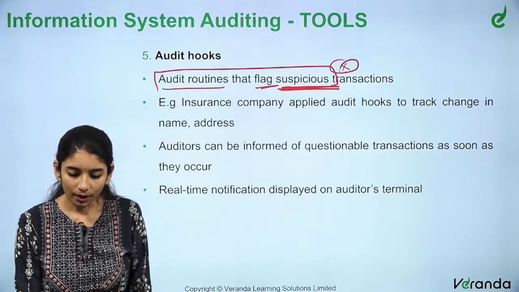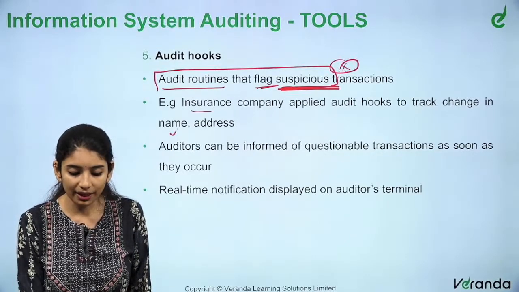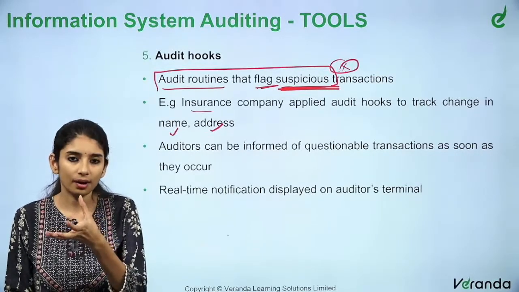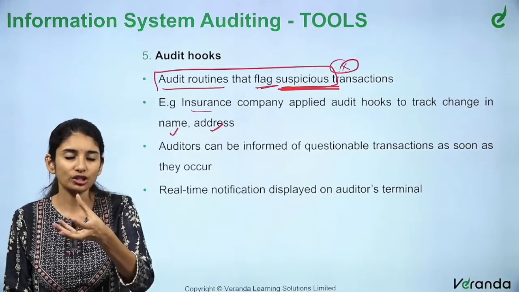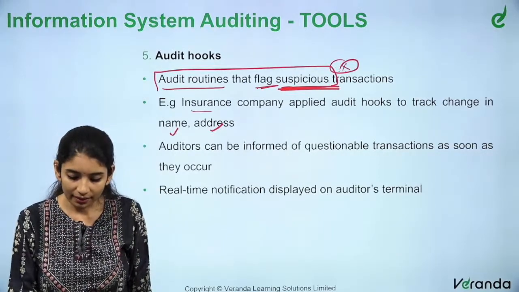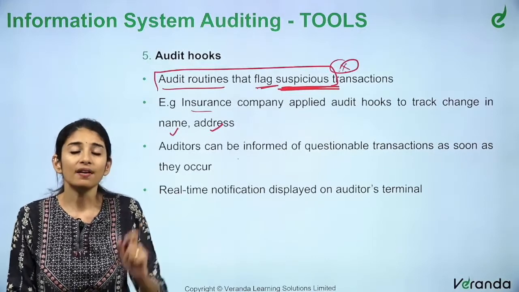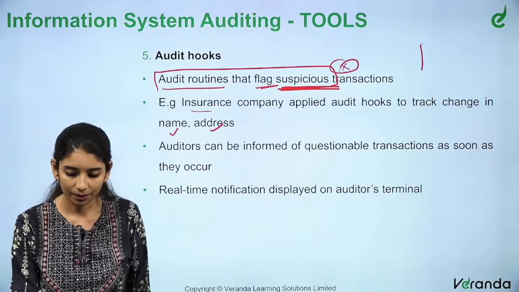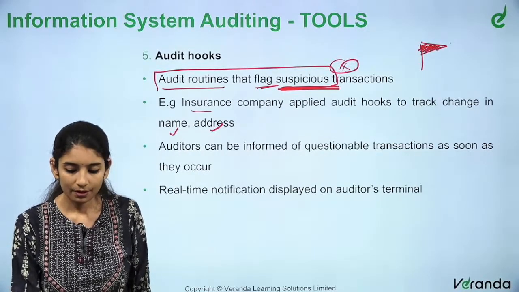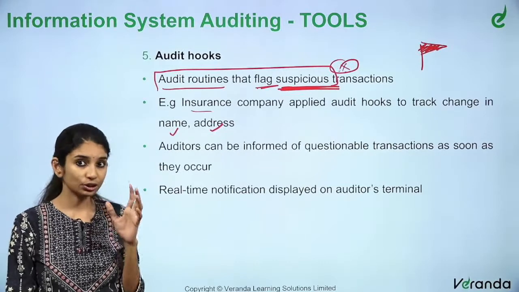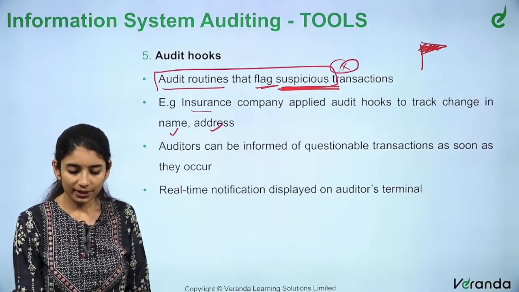So the management was taken aback: how did this happen? So in case the name and address are being changed, and the policy holder or anyone is making a claim against that, then this audit hook will flag that transaction. Flag means mark. Flag the transaction, notifying the auditor that you need to be extra careful with this transaction.